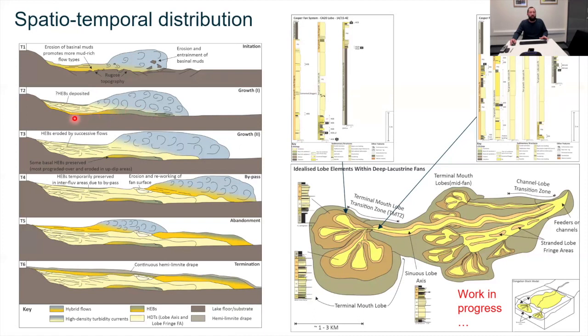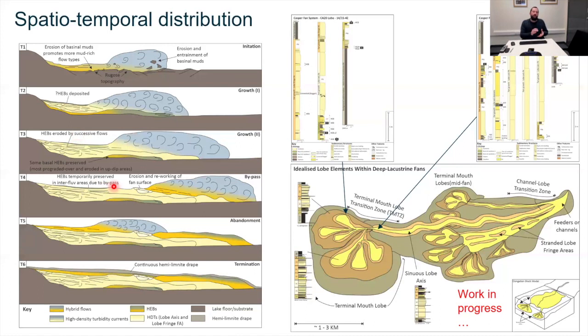As you move into the growth phase, some of those hybrid event beds from the proximal part of the fan are eroded, I think, and those sediments are reworked and transported downstream during the growth phase. During that growth phase, I think there is possibility that you could form HEBs in the medial to proximal areas. But as you move through the fan itself, you then erode them subsequently during later phases of fan growth. And that's not across the whole fan surface, but I think you can deposit HEBs in the off-axis areas and the more proximal areas of the fan. It's just you don't preserve them.